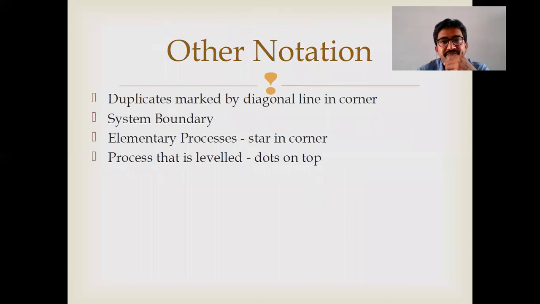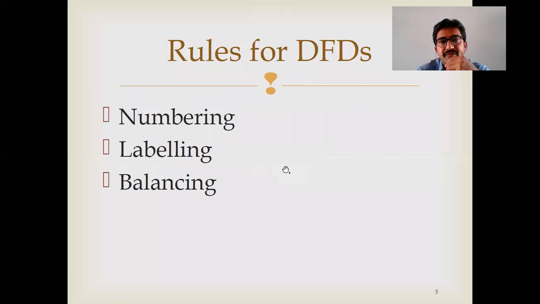So hope you remember. Other notations: for duplicates, marked by a diagonal line, we can use it for any duplicate marks. System boundaries we can represent. An elementary process we can represent with the help of a star in the corner. A process that we level, we can use dots at the top. Okay, so rules we have already seen. Rules for DFDs: numbering, we must and should give numbering.